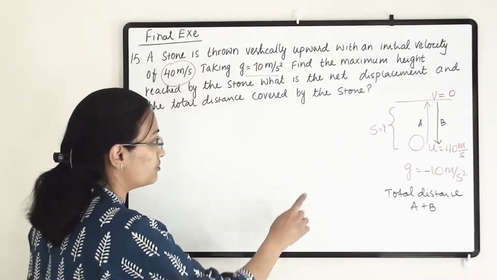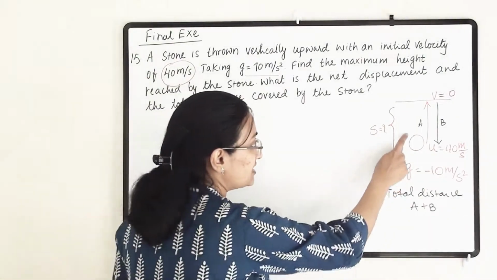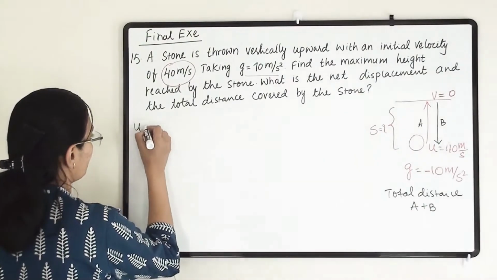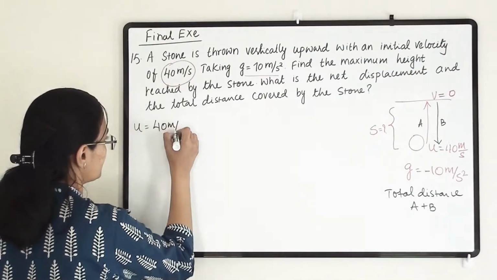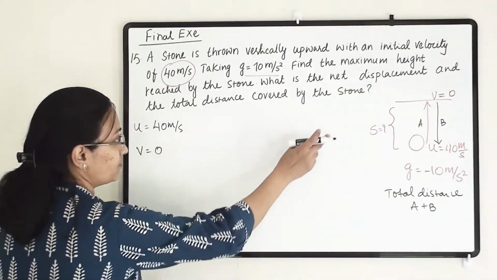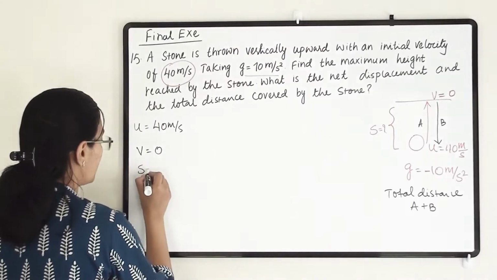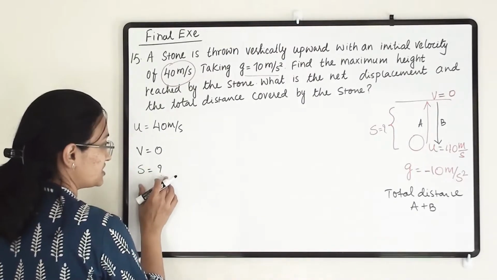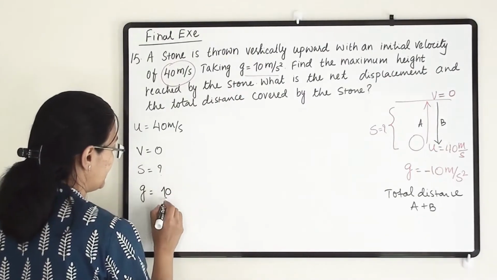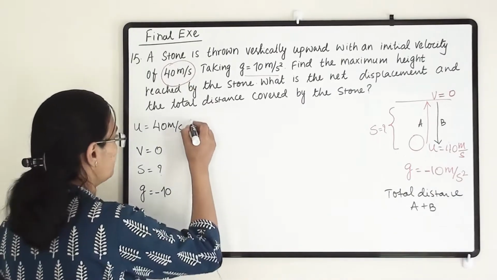So let us find out first how much distance it is covering when it is reaching till the top. Let us note down what all things we have. U equals to 40 meter per second. V equals to 0, because when it is reaching till the top, its final velocity is 0. S, we have to find out, that is how much distance it will cover, and g, as they said, we are going to take 10, and that too minus because it is going against the gravitational force.